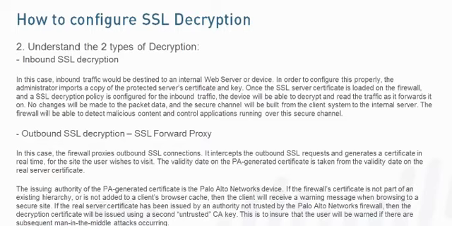The issuing authority of the Palo Alto generated certificate is the Palo Alto Networks device. If the firewall certificate is not part of an existing hierarchy, or it is not added to a client's web browser cache, then the client will receive a warning message when it is browsing to a secure site. If the real server certificate has been issued by an authority not trusted by the Palo Alto Networks firewall, then the decryption certificate will be issued using a second, untrusted CA key. This is to ensure that the user will be warned that there are subsequent man-in-the-middle attacks occurring.